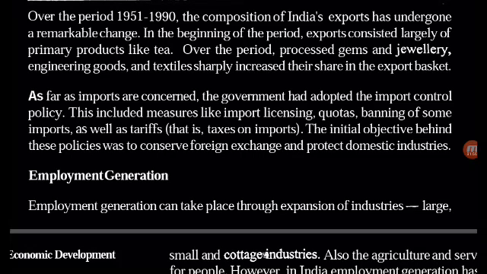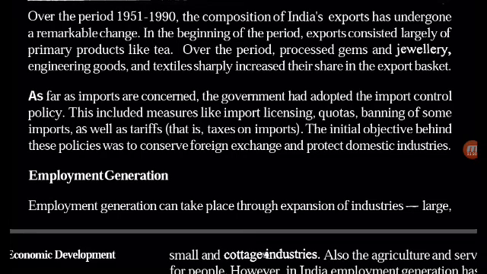As far as imports are concerned, the government had adopted the import control policy. This included measures like import licensing, quotas, banning of some imports, as well as tariffs. The initial objective behind these policies was to conserve foreign exchange and protect domestic industries.